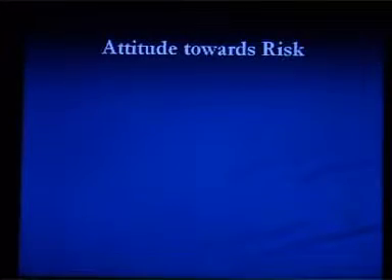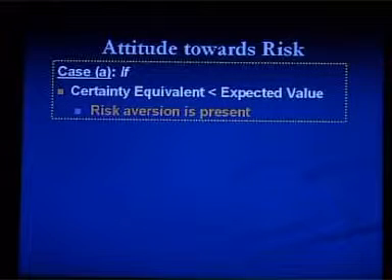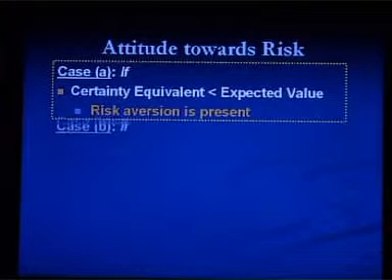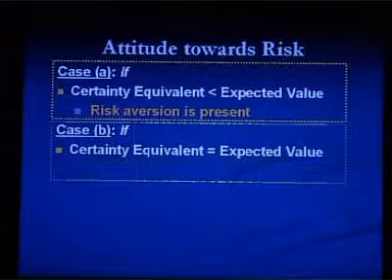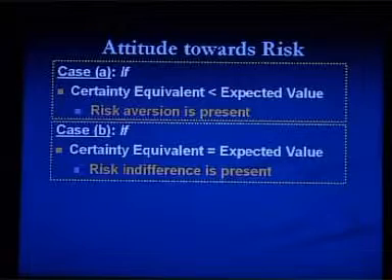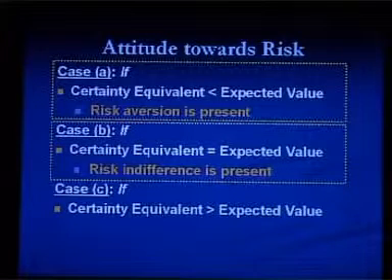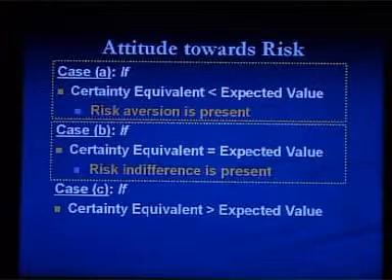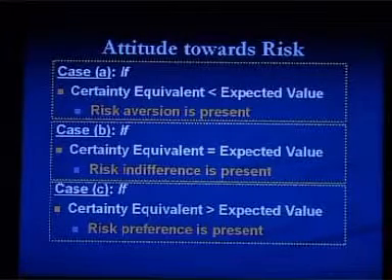For attitude towards risks, we can compare certainty equivalent and expected value. So, in case A, if certainty equivalent is less than expected value, we can say that risk aversion is present. That means, the investor is risk averse. In case B, if certainty equivalent is equal to expected value, we can say risk indifference is present. And in case C, if certainty equivalent is more than expected value, we can say that risk preference is present. That means, these investors like to take risk.